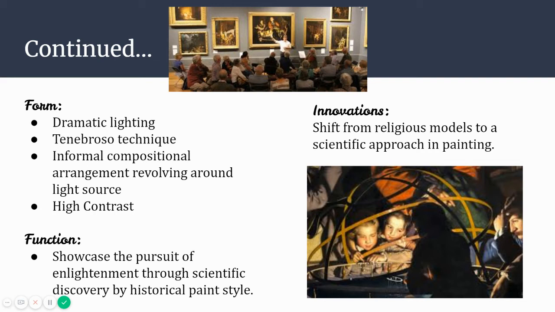The function of this is to showcase the pursuit of enlightenment through scientific discovery by making a historical painting. So not only is it recording history, but again, it has this mission to capture the wonder of this movement. Hey, everybody, look, if you become involved in this Enlightenment movement, if you buy into this age of reason, look at how wonderful it is.